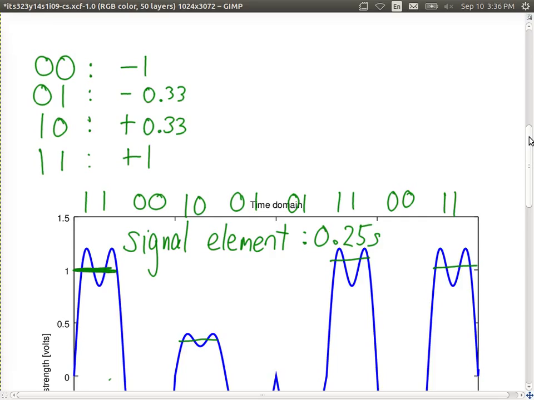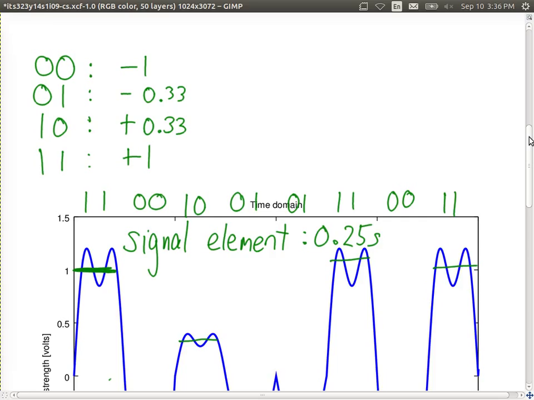So how do I make it faster again? More levels. How many more? What's the next step up? This one's 4 levels. We should go up to 8 levels, where each level would represent 3 bits. And with 8 levels, each level representing 3 bits, we'd have 3 bits per signal element.